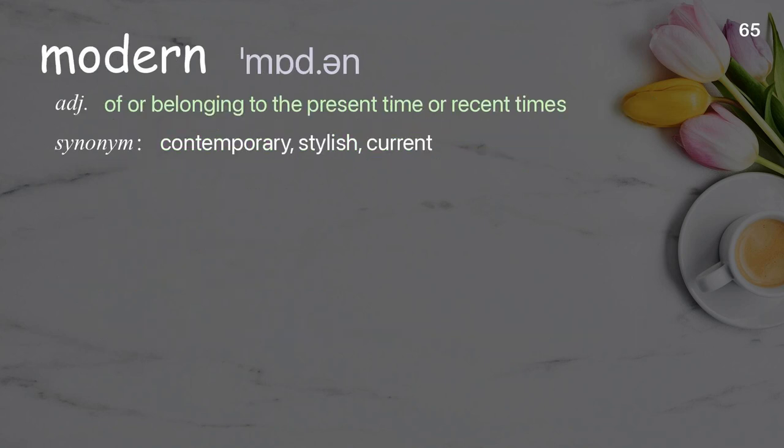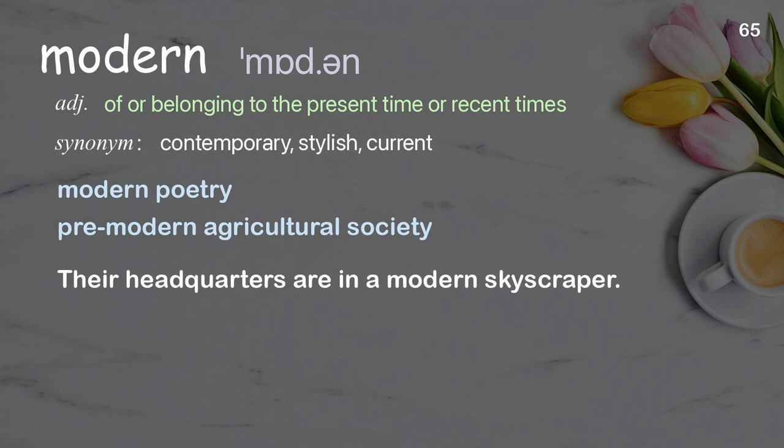Modern. Of or belonging to the present time or recent times. Examples: modern poetry. Pre-modern agricultural society. Their headquarters are in a modern skyscraper.